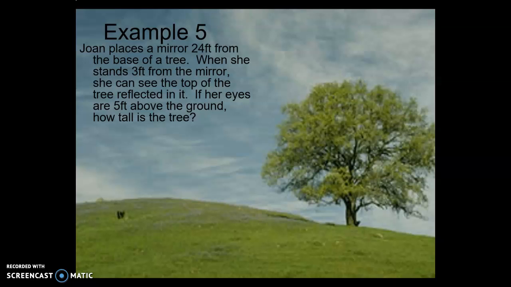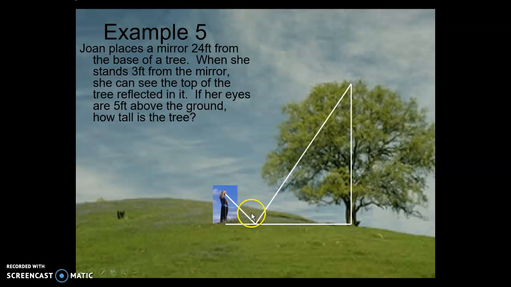All right, so here's another problem about a tree. Joan places a mirror 24 feet from the base of a tree. When she stands 3 feet from the mirror, she can see the top of the tree reflected in it. If her eyes are 5 feet above the ground, how tall is the tree? Okay, so it's good to draw what's going on here. There's the mirror. You see the reflection from her eyes to the top of the tree.